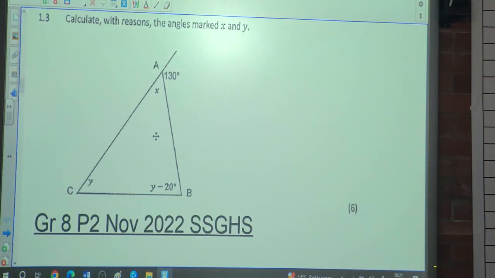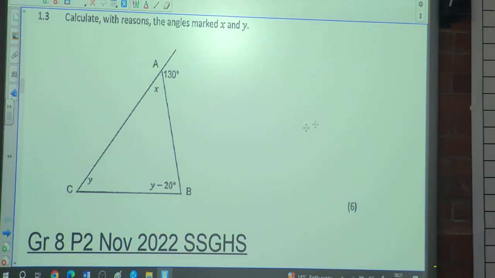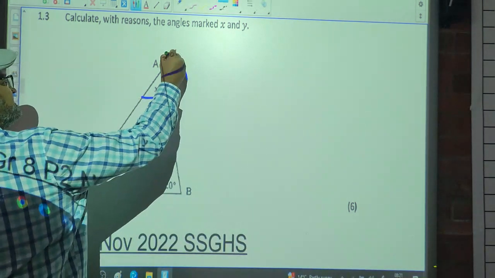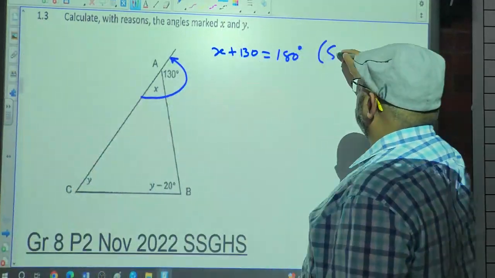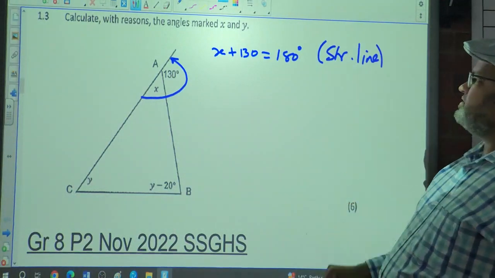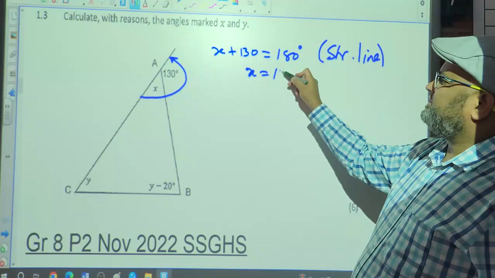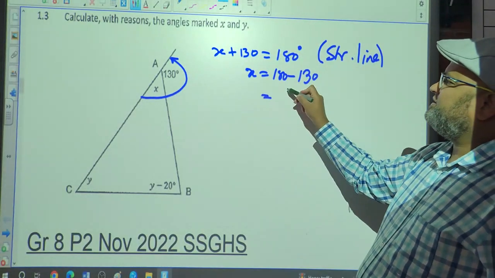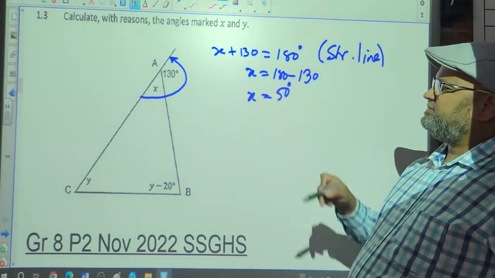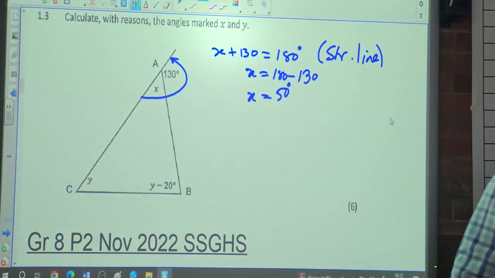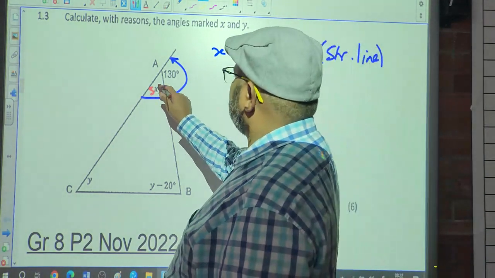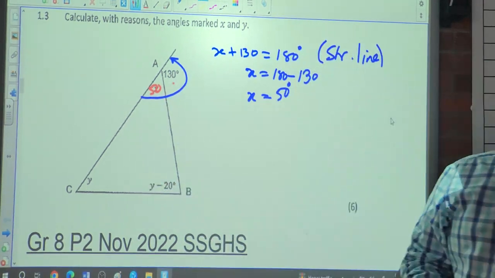Next, calculate with reason the angles marked x and y. So how do you calculate x? Angles on a straight line. So x plus 130 is equal to 180, straight line. So x is equal to 180 minus 130, which is 50 degrees. I'm going to calculate y using the sum of angles in a triangle, because I know x is 50. Or I could have said the exterior angle is equal to the sum of the two interior opposite angles.